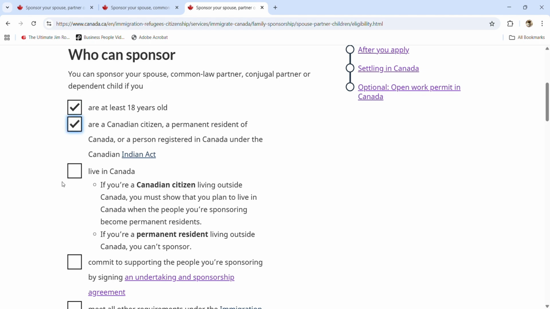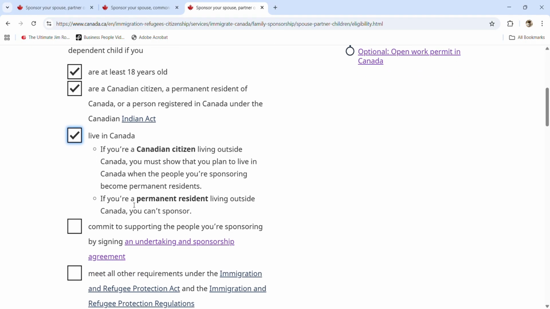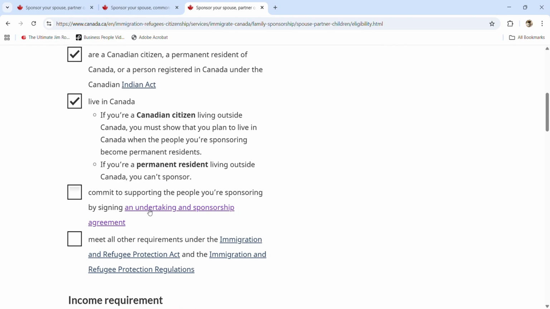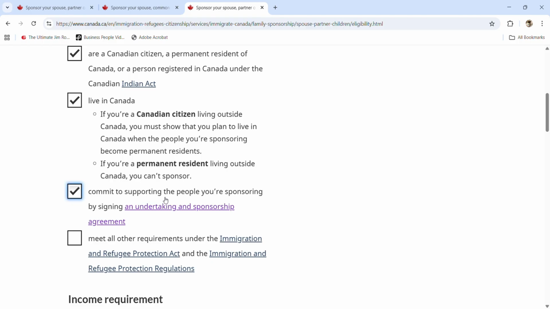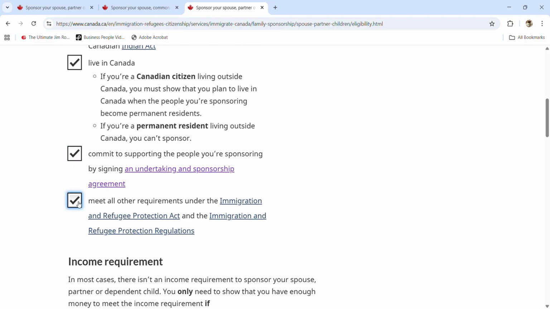And then you live in Canada. If you are a Canadian citizen and you live outside of Canada, then you must show that you plan to live in Canada when your spouse becomes a permanent resident. If you are a permanent resident living outside of Canada, then you cannot sponsor anyone. The next one is you need to commit to support the people that you are sponsoring by signing an undertaking and sponsorship agreement that we just discussed. And last, you need to meet all the other requirements under the IRPA and IRPR.